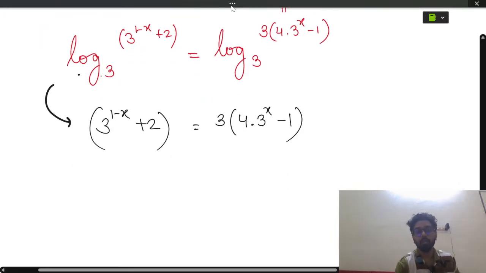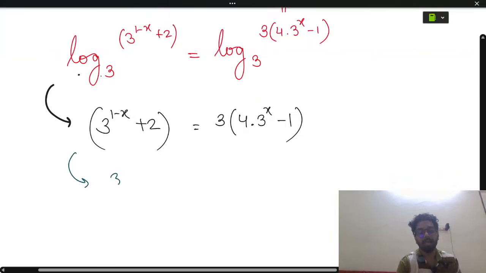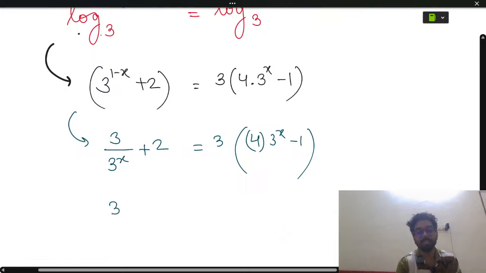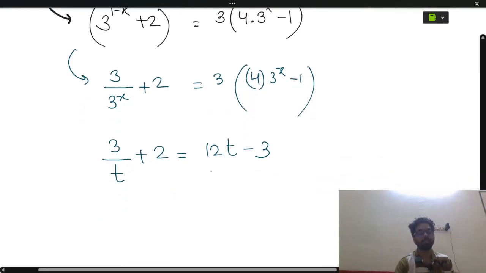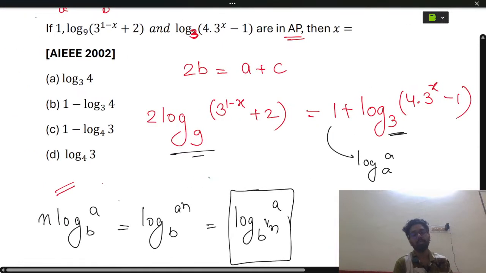Now, you will do this question after this by yourself. I'll just give the last hint. I can write down this is 3 upon 3 power x plus 2, and I can write this is 3 into 4 upon 3 power x minus 1, and you will write down 3 power x as t. So equation becomes 3 upon t plus 2 is equal to 12t minus 3. Now guys, you will do this question by yourself and let me know what is your answer, or you can attempt this whole test by yourself.